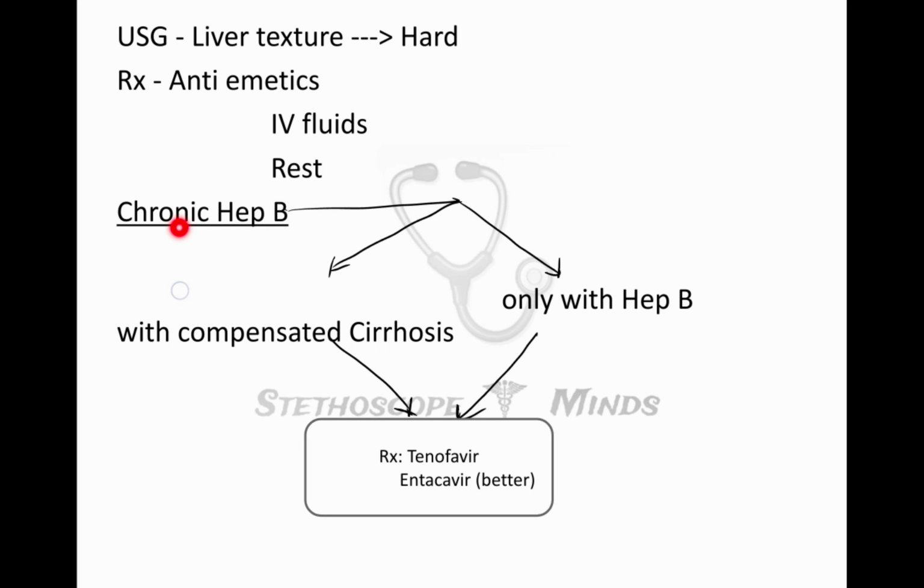And this is another pharma question where examiners want to confuse us. See, in chronic hepatitis B, if it is only hepatitis B, then we will give tenofovir or entecavir. And they will ask you about chronic hepatitis B with compensated cirrhosis. Then the answer is also the same, tenofovir or entecavir. Entecavir is the best option.